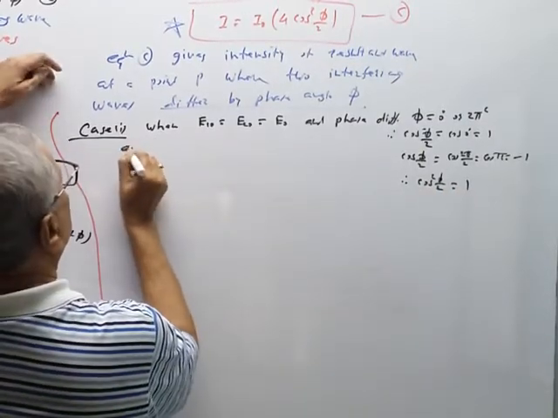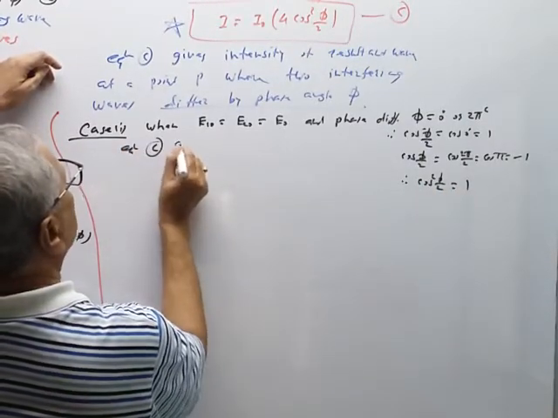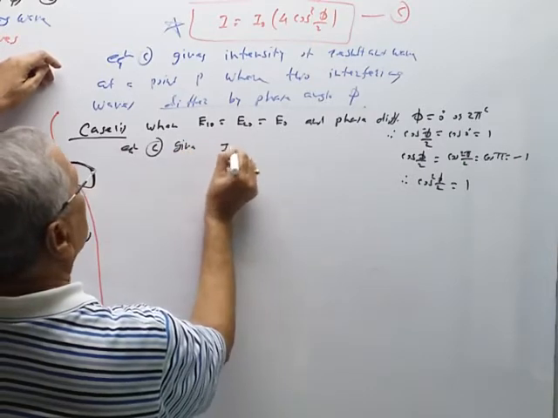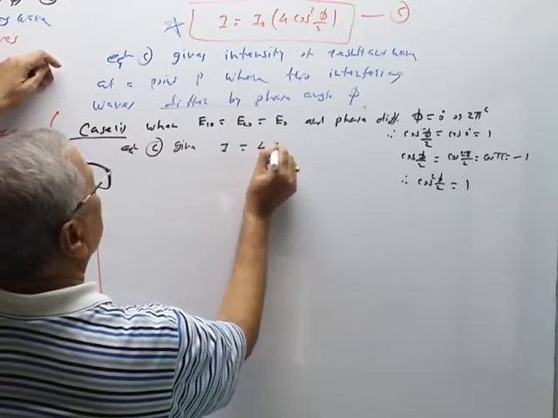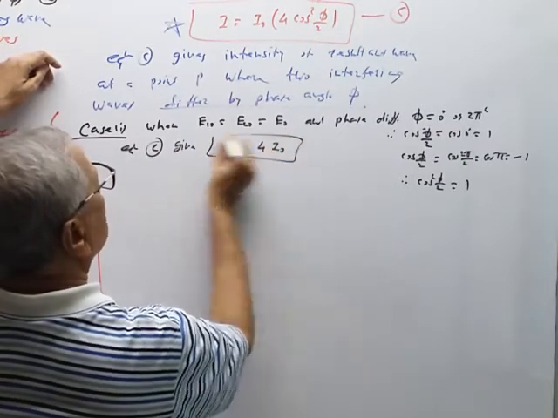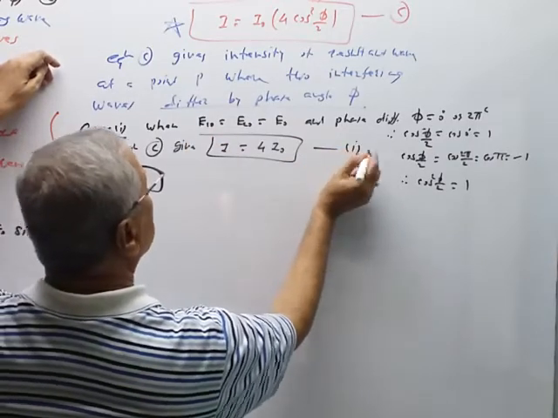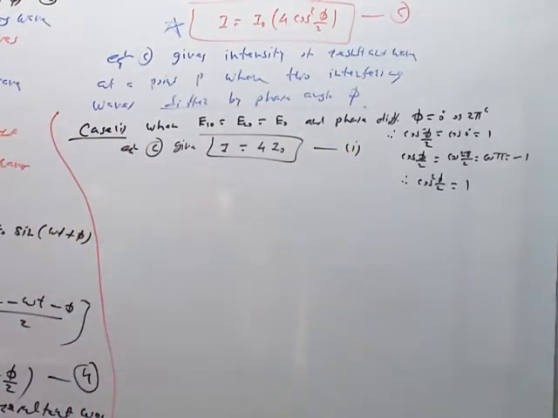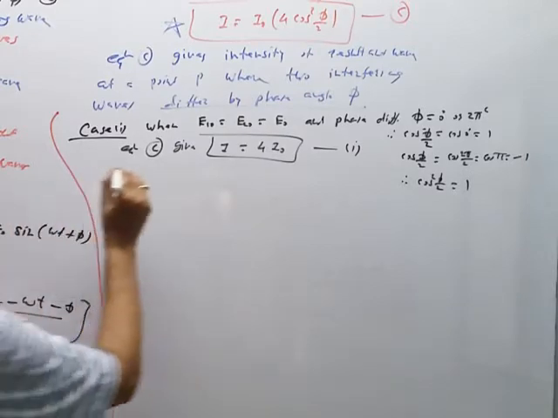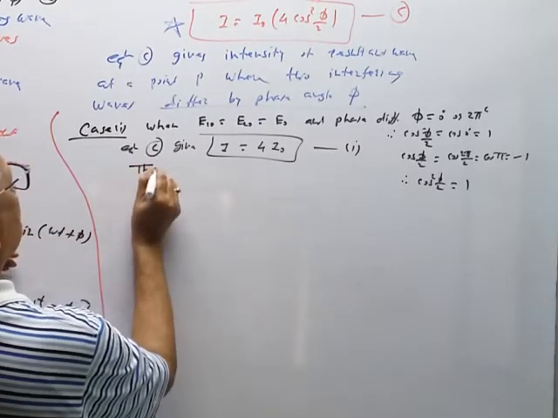Therefore equation C gives I is equal to 4 times I0. This is result 1. So this is called constructive interference.